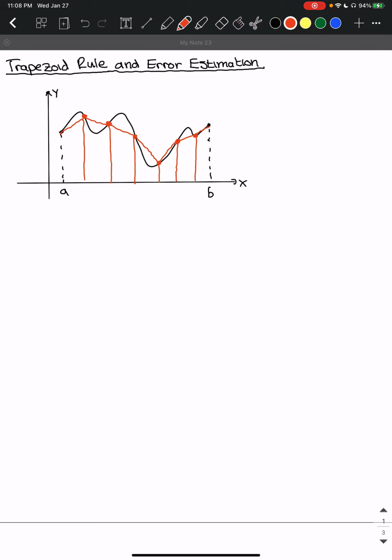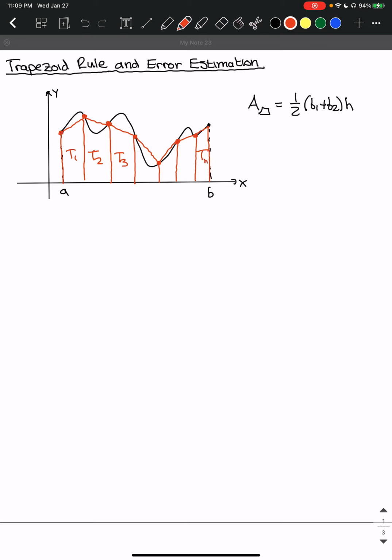So what we're going to do then is add up all of the area of these individual trapezoids. We remember that the area of a trapezoid is equal to the average of the two bases times the height, or the width of the trapezoid. And then what we need to specify here is the number of trapezoids we want to use. So let's call this trapezoid 1, trapezoid 2, trapezoid 3, all the way up to trapezoid n.